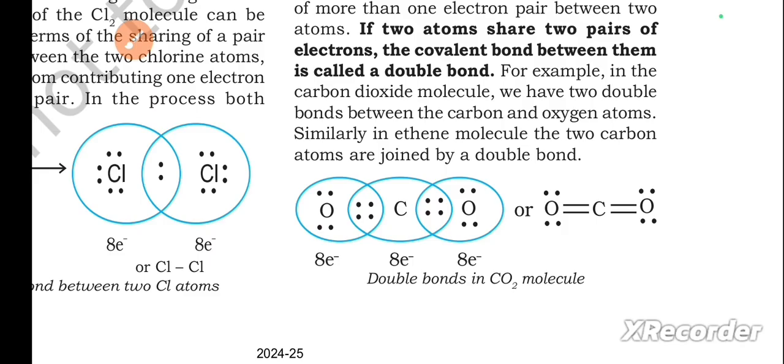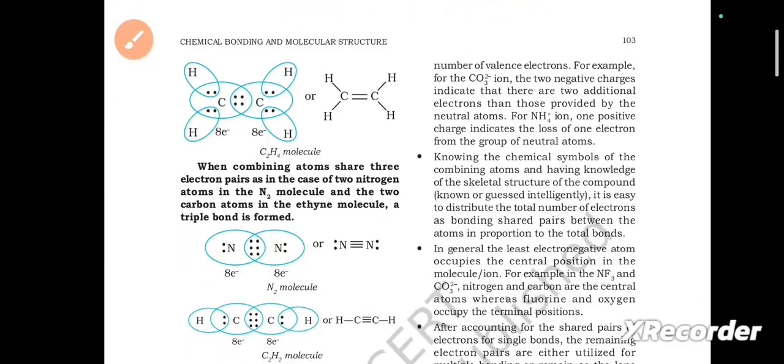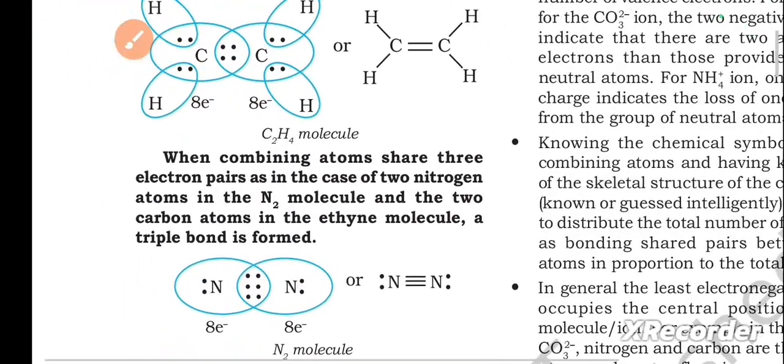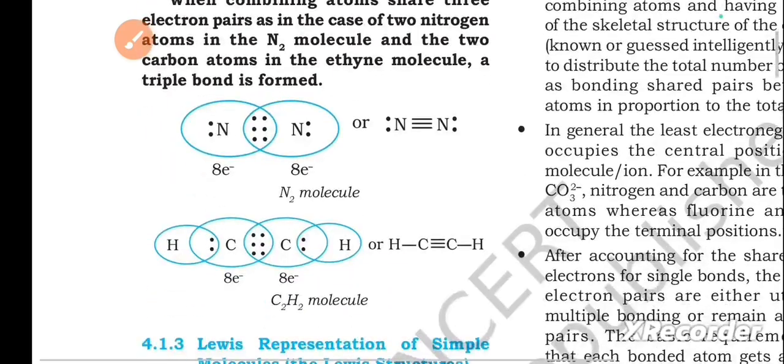Similarly, in the ethene molecule, the two carbon atoms are joined by a double bond. Okay, you can check the figures over here. Next, when combining atoms share three electron pairs, as in the case of two nitrogen atoms in the N2 molecule and the two carbon atoms in the ethyne molecule, a triple bond is formed.